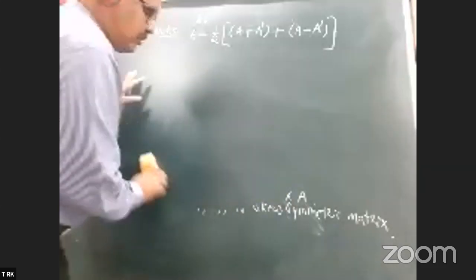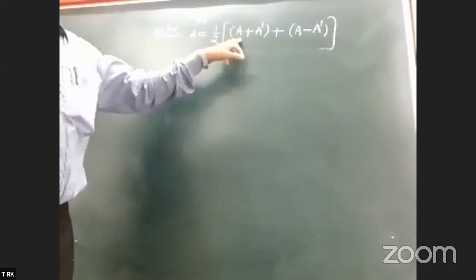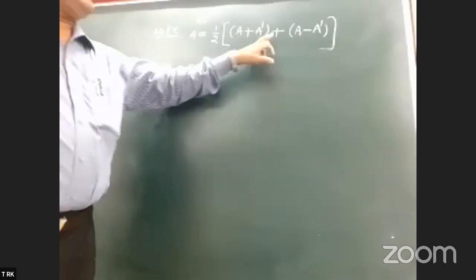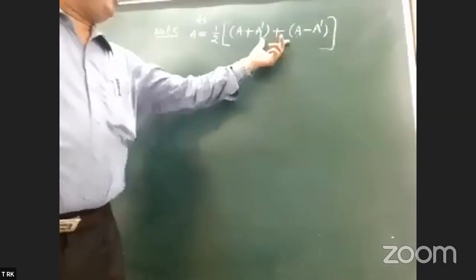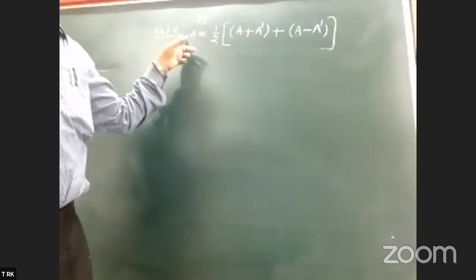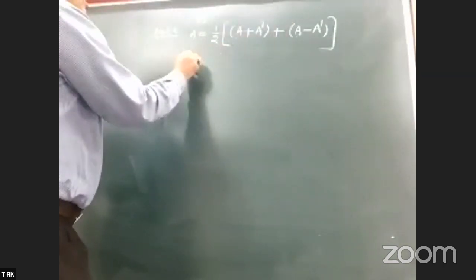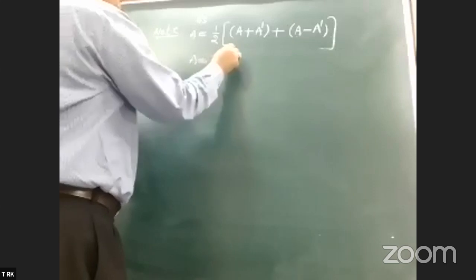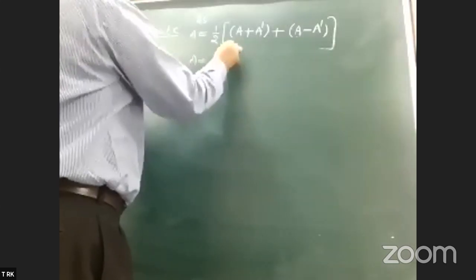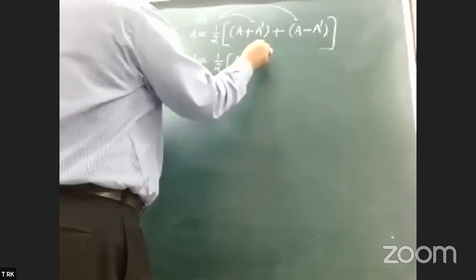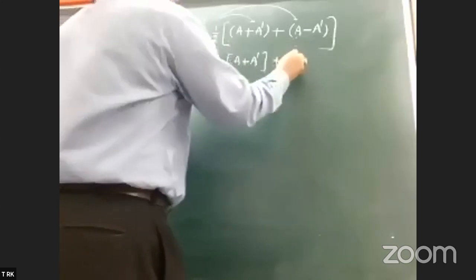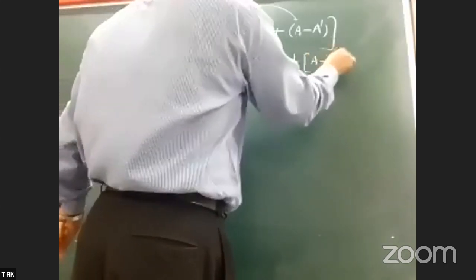Clear? Next. So A is equal to 1 by 2 A plus A dash plus A minus A dash. See, A dash into 2A divided by 2. 2 cancels. So you'll get A only. So next, A is equal to, I write 1 by 2 into A plus A dash plus 1 by 2 into A minus A dash.